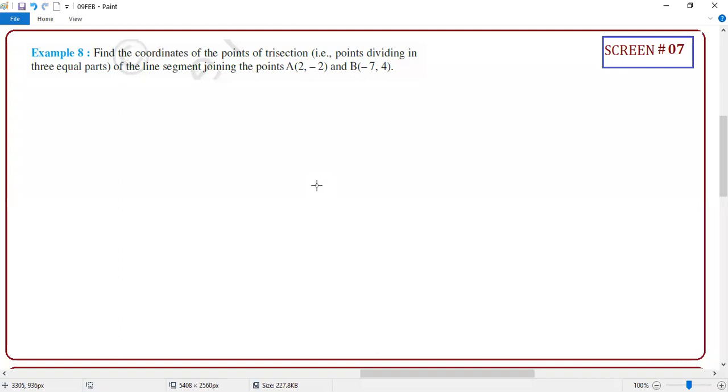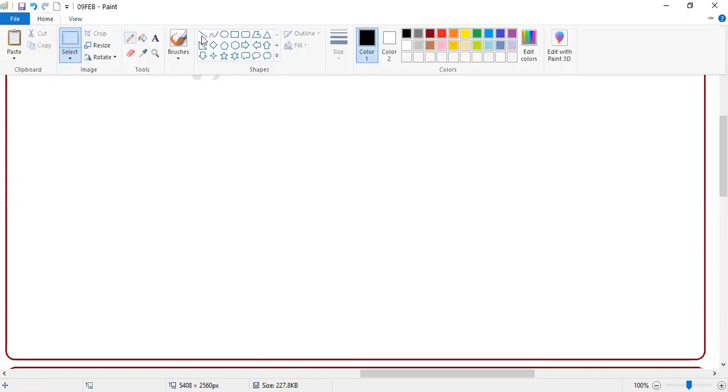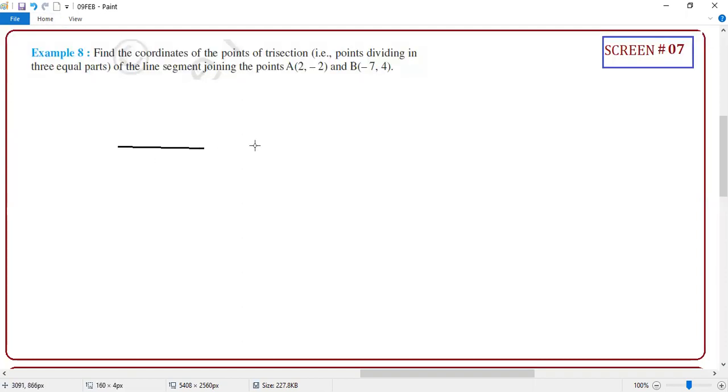Find the coordinates of the point of trisection. What is the meaning of trisection, students? Trisection is what? Anyone knows that? Divided into 3 sections, right, sir? Yes. Divided into 3 sections or divided into 3 equal sections? Divided into 3 equal sections.